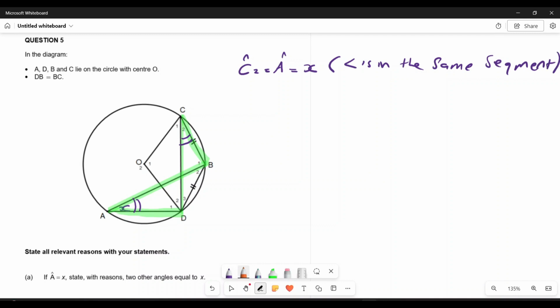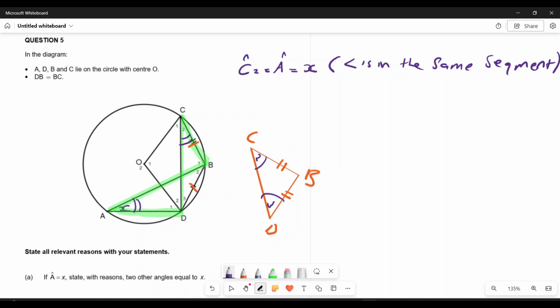Now, I was told that CB, this line, is equal to this line. As a result, the type of triangle that is formed, let me just try and draw it here on the side. Right, so this is my C, this is my B, this is my D. And I was told that this line is equal to that line. So as a result, can you see the type of triangle that is being formed? It's an isosceles triangle. So meaning that your base angles, which are C2 as well as your D3, are going to be equal to one another.